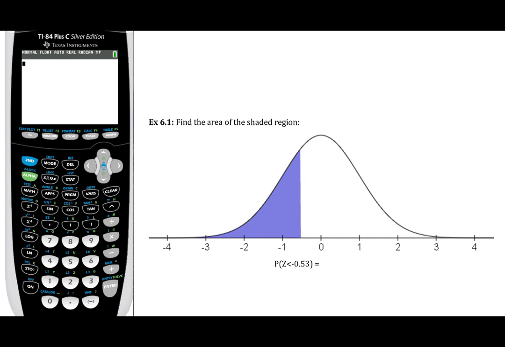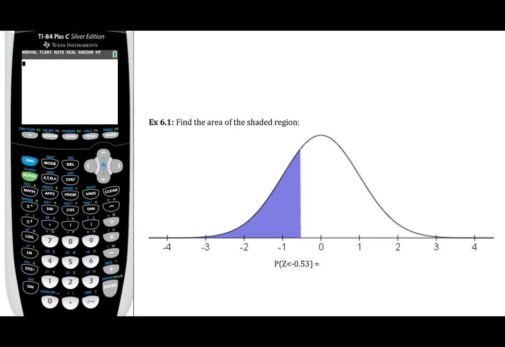Hello and welcome. In this video, we're going to look at examples of how to use the TI-83 or the TI-84 calculator to find the areas under the given normal distribution for intervals of z-scores using the normalcdf function.